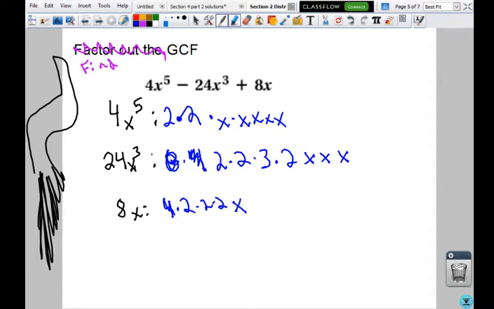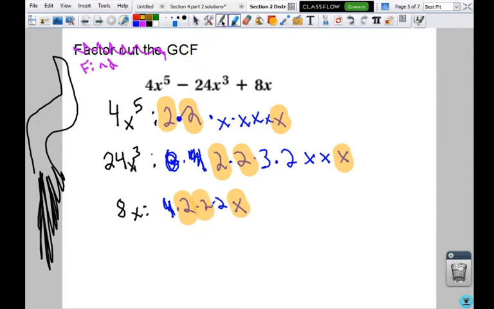Alright. So I gotta go through and see what shows up in each list. 2x. So I got a 2, right? 2 shows up in each list. And an x shows up in each list. But there's something else. What else am I missing? Another 2. A second 2 shows up in each list.